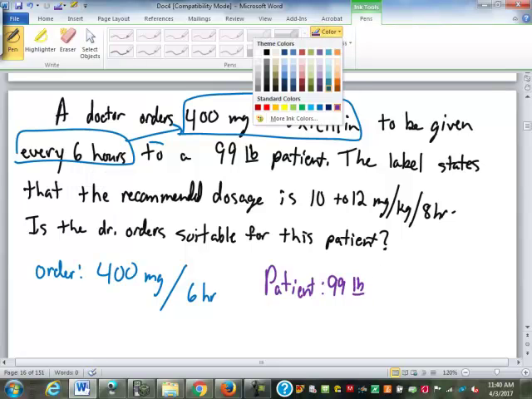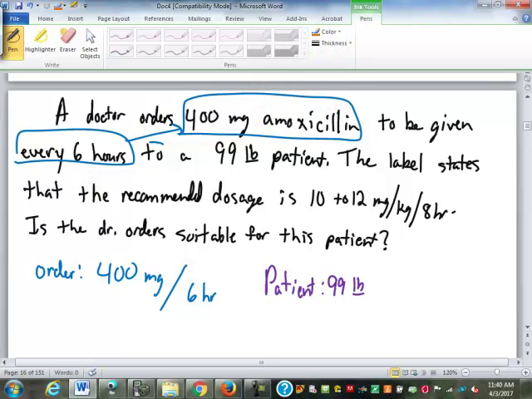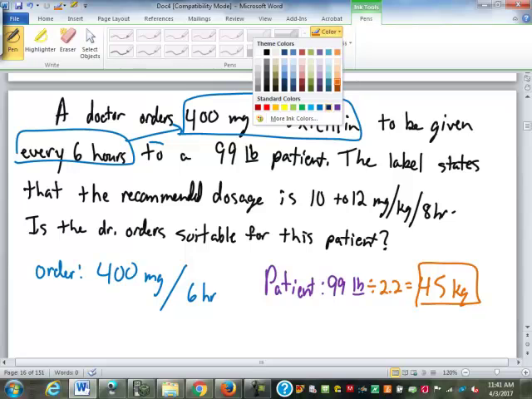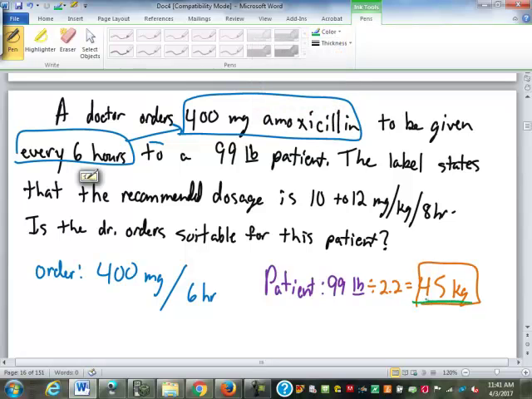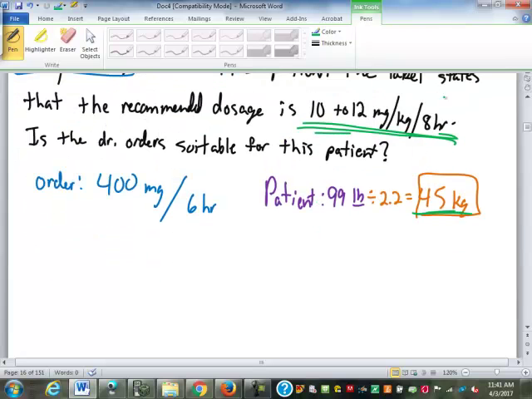And as we saw last week, one of the first things we have to do is convert all weights into kilograms. So we're going to take that 99 pounds divided by 2.2, which gives us 45 kilograms for this patient. So we're dealing with a 45 kilogram patient. Now it's that 45 kilograms we're going to use to determine the safe dose based on the label on the bottle. And they're saying 10 to 12 milligrams per kilogram every 8 hours. Now in the first part, we're going to ignore the 8 hours, but we have to keep it. We're going to need that later.